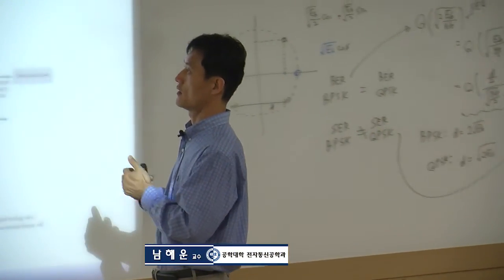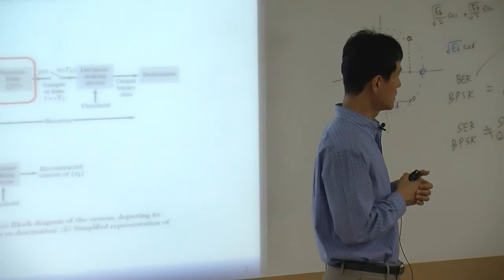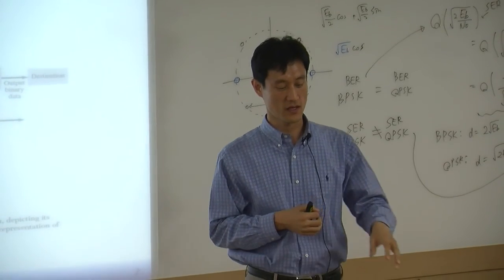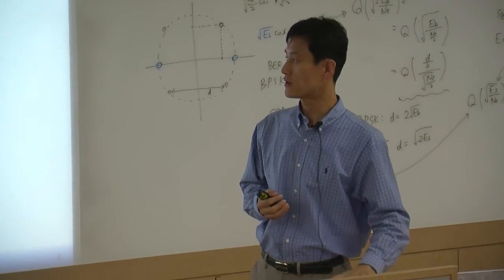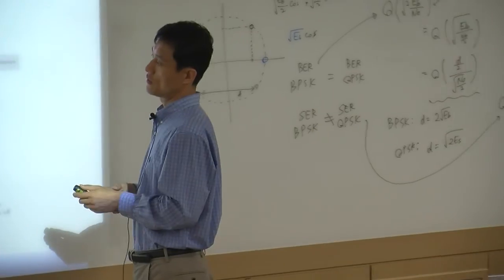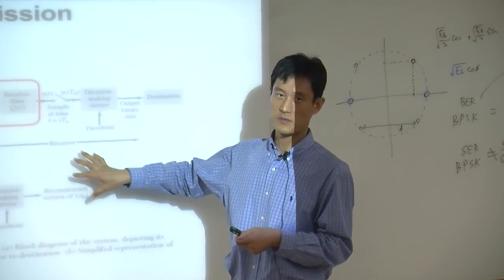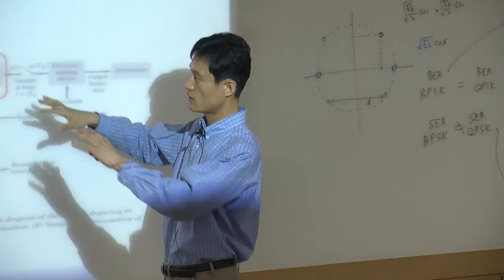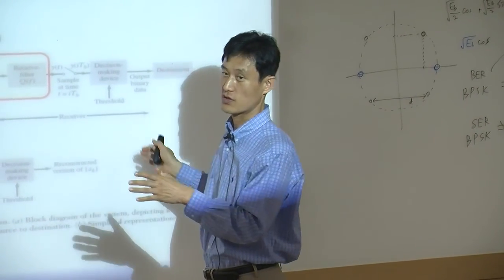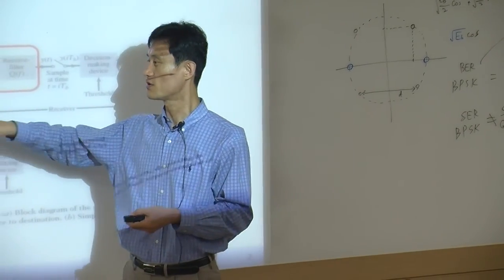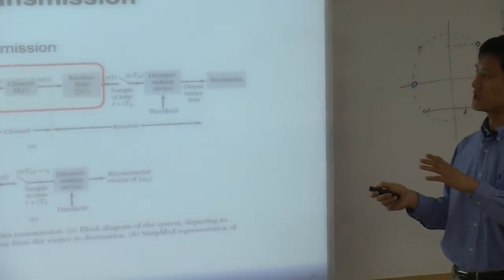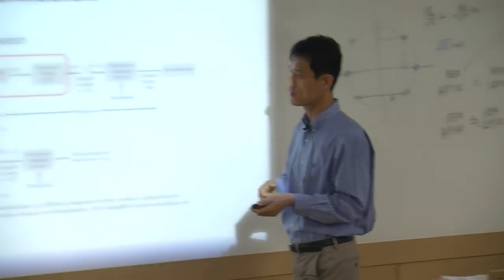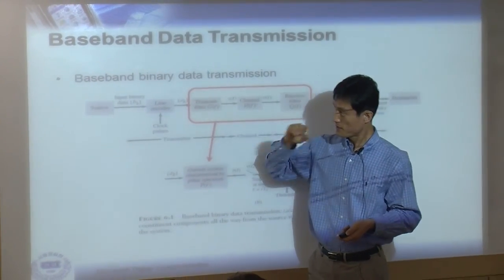Okay, let's get started. So far we learned about the baseband modulations, BPSK, QPSK, and how to analyze the error rate and how to simulate all those things. What we're going to learn from now on is baseband data transmission, which means that we're going to look at the whole system in the big picture. We are not going to look at only the modulation or demodulation. We're going to look at the whole picture of the communication system with the transmitter and receiver. So let's look here.